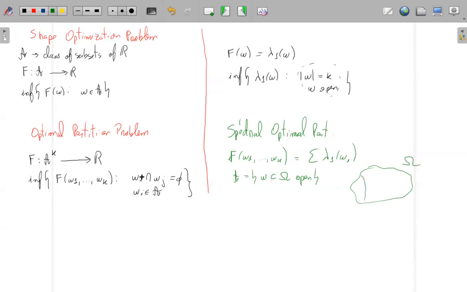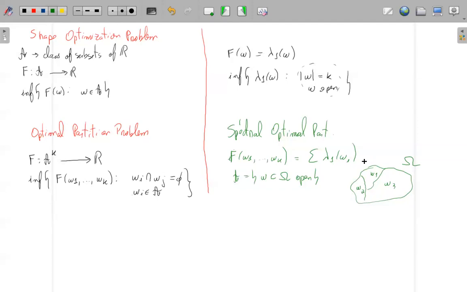I'm not taking the union to be the whole Omega, but since you are minimizing, it will happen that thing, okay? But take a partition in this broader sense. You compute in each set its first, say, eigenvalue. And now you ask yourself, if there is a partition which minimizes it, and what are the properties?